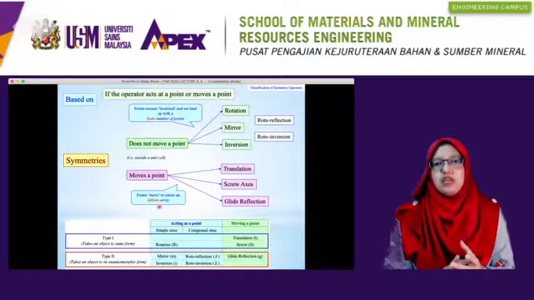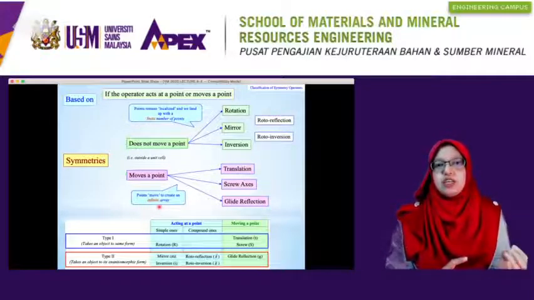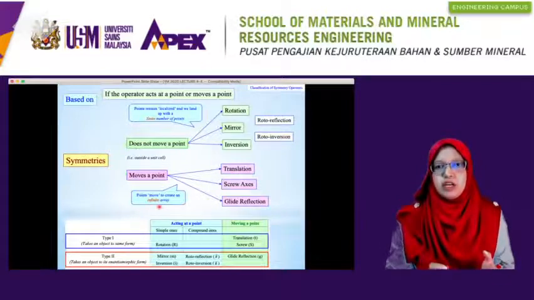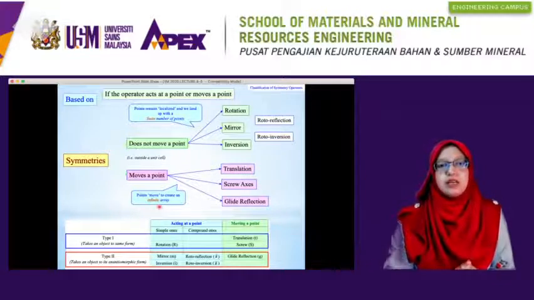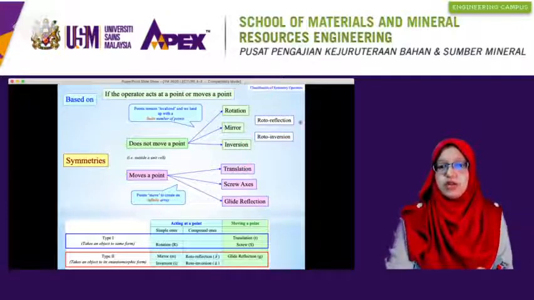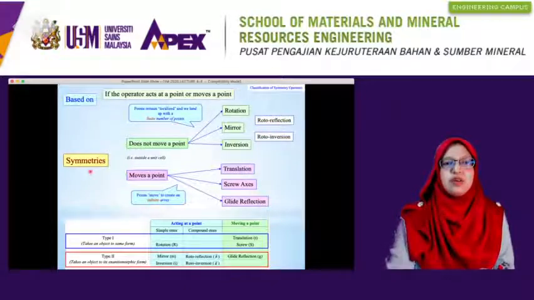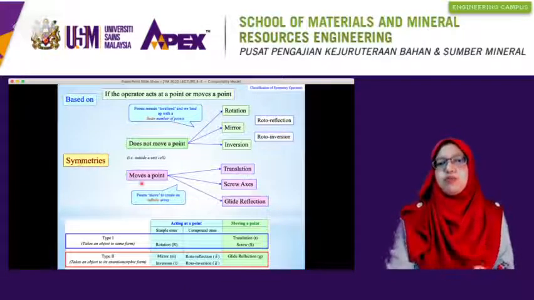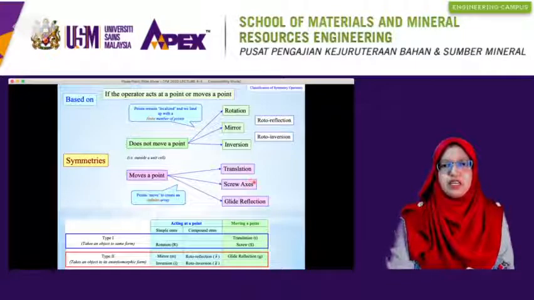Symmetries can also be classified based on whether the operator acts at a point or moves a point. Symmetry that does not move a point includes rotation, mirror, and inversion. These are the single ones, but we also have compound operators such as rotoreflection and rotoinversion. Then we also have symmetries that move a point, which involve translation, screw axis, and glide reflection.